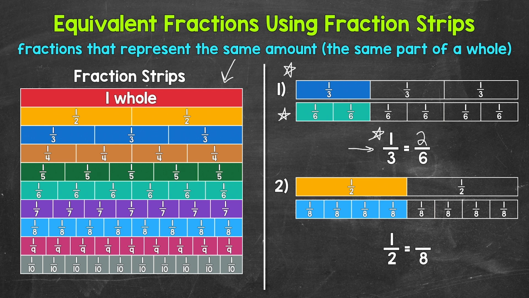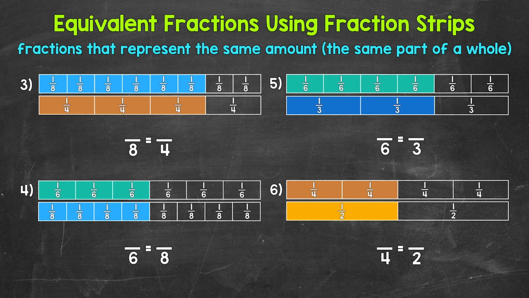For the other fraction strip, the fraction strip below, it has been divided into 8 equal parts. So each part is 1/8 of the whole. 4 parts are shaded in, so our fraction is 4/8. 1/2 and 4/8 are equivalent fractions, and we can see that with those fraction strips. Let's move on to some more examples.